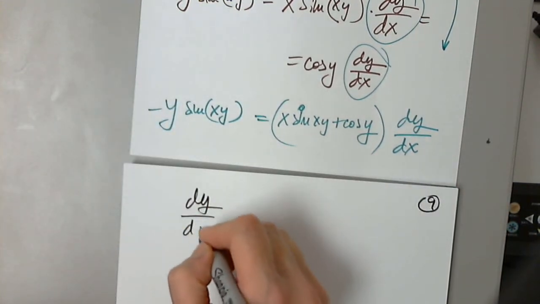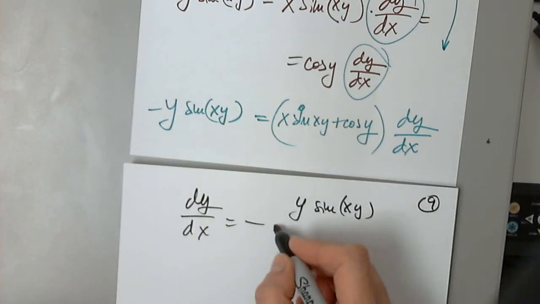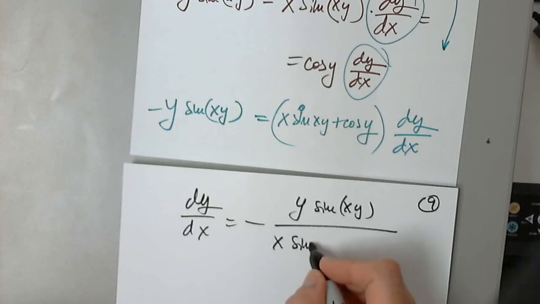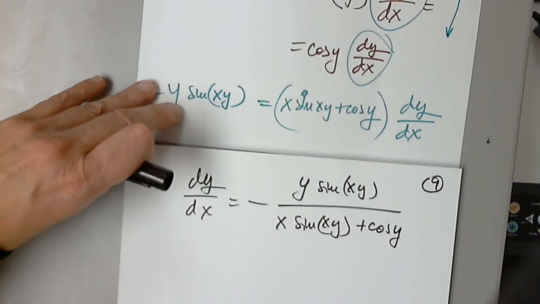So dy over dx equals y sine xy divided by x sine xy plus cosine y.